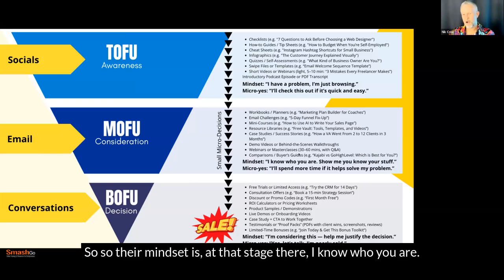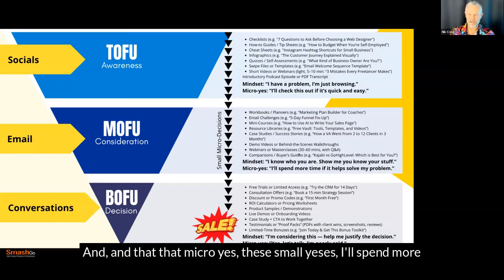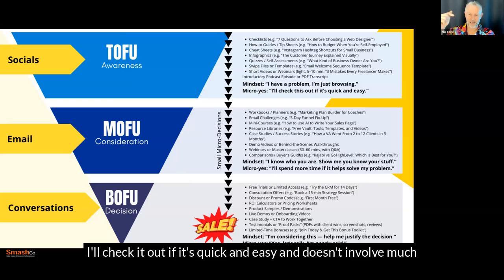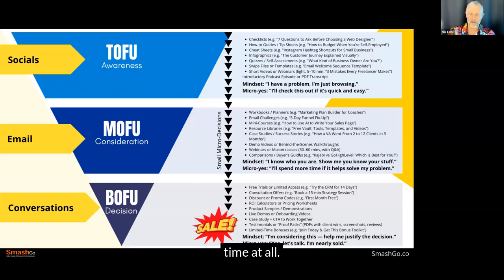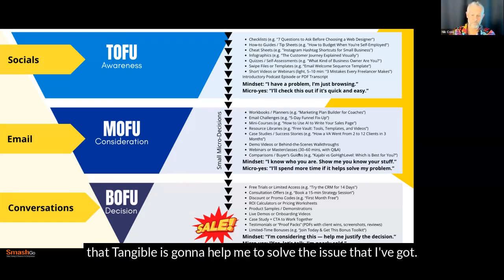All right, so their mindset at that stage is, I know who you are. Show me some of you, show me that you know your stuff, that you really know what you're doing. And they're micro yeses, these small yeses. I'll spend more time with you if it helps me solve my problem. So the first one, at the top there, is I'll check it out if it's quick and easy and doesn't involve much time at all. The next one is I'm actually happy to spend more time if I can see that it's tangibly going to help me solve the issue that I've got.